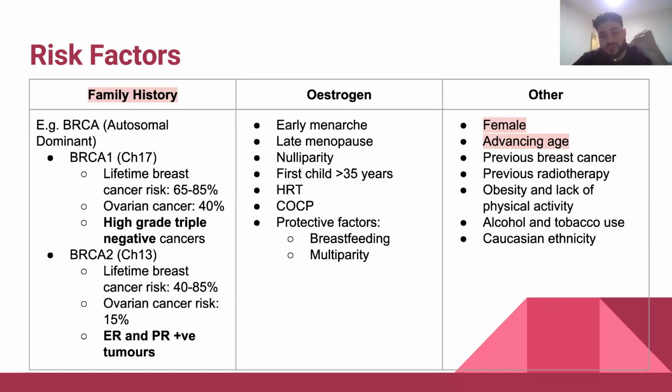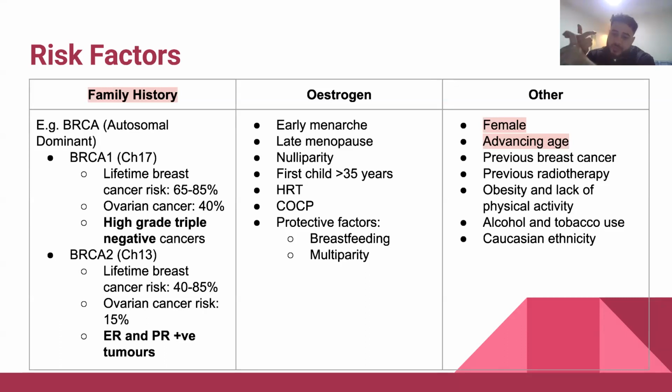Other important risk factors: breast cancer is correlated basically with estrogen exposure. So anything that has lengthened the amount of time that you've been exposed to excessive amounts of estrogen will run your risk up of breast cancer. So it's typically this triad of sayings: early menarche, late menopause, and nulliparity.